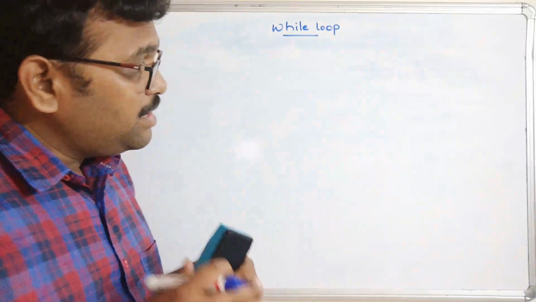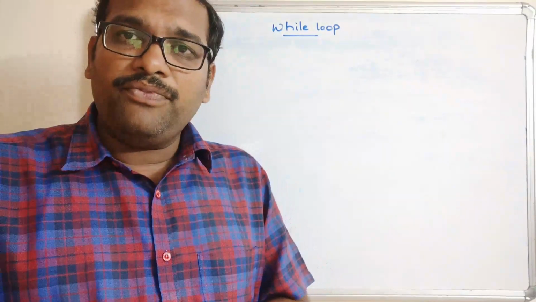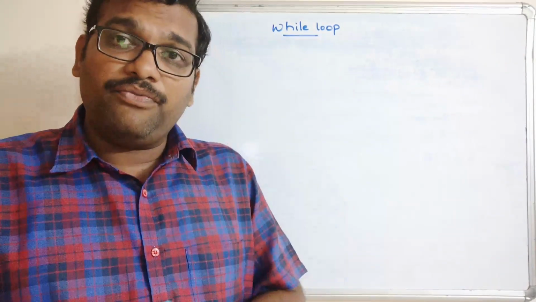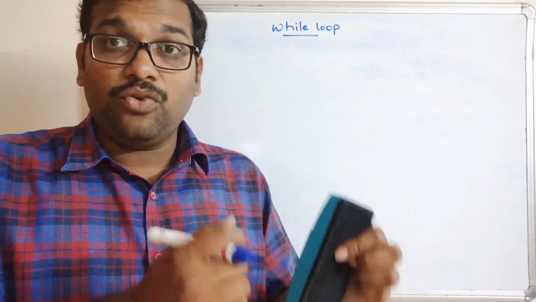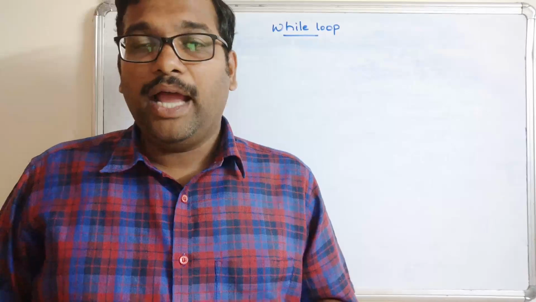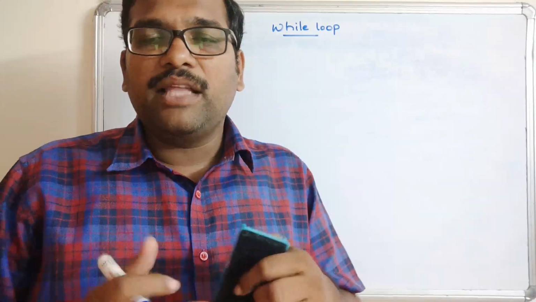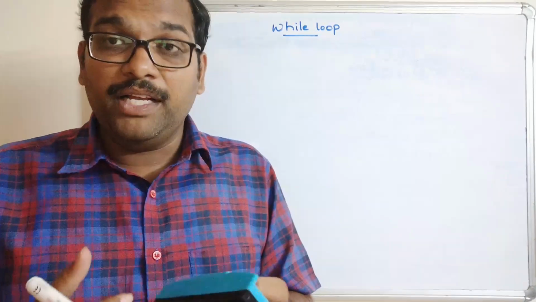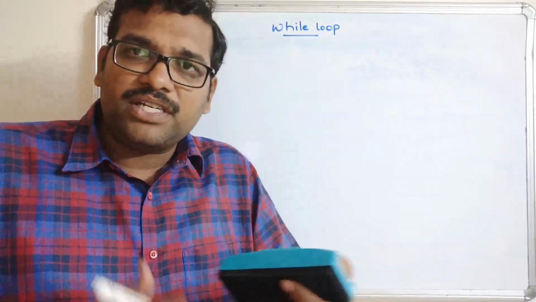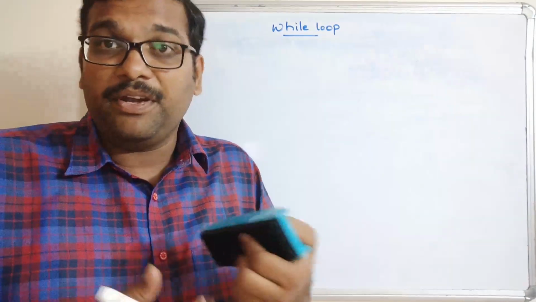So here the question is, after a finite number of iterations, the loop should be terminated. That means the control will come out of the loop. And if that doesn't happen, the complete process may lead to an infinite loop. That means the same set of instructions will be executed repeatedly.